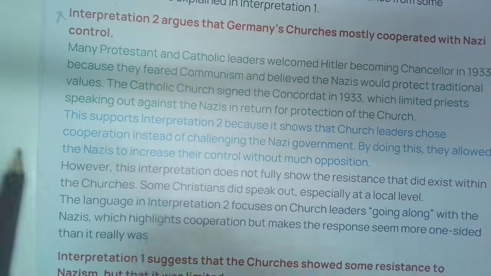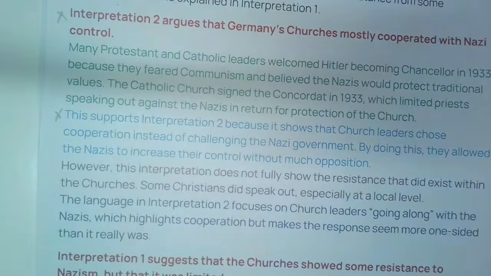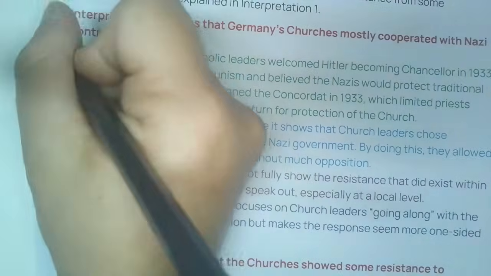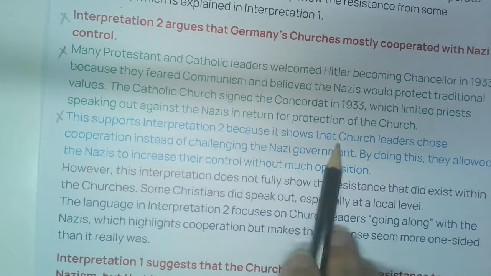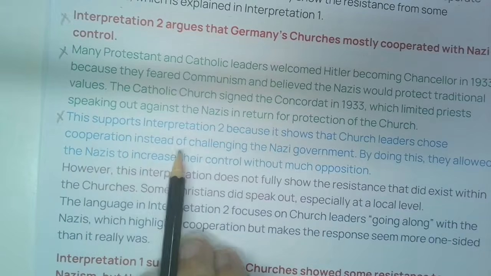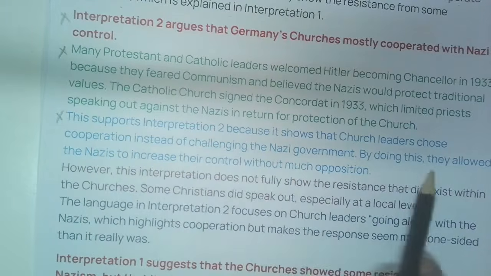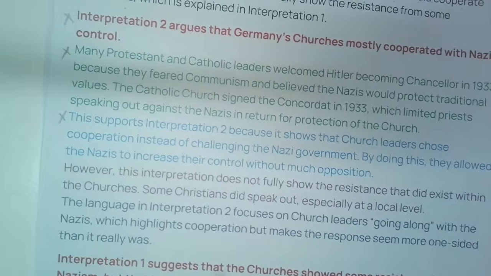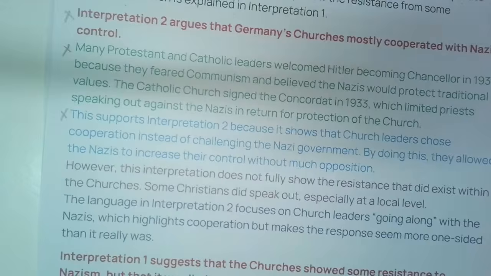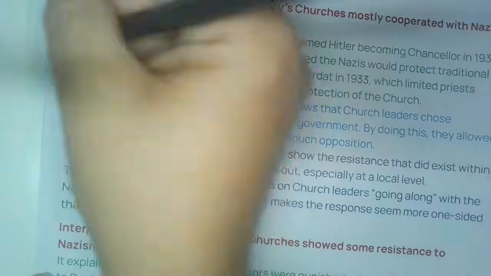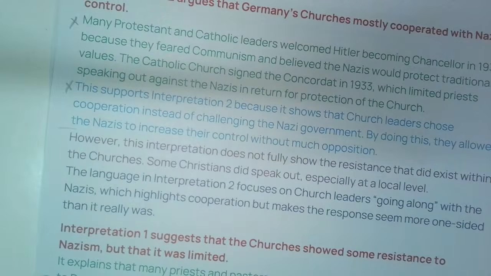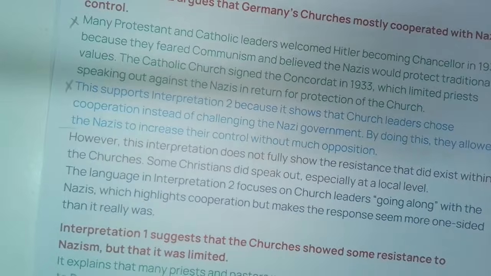So then we're going to explain how that supports interpretation 2. Well, it supports interpretation 2 because it shows that the church leaders chose cooperation instead of challenging the Nazi government. By doing this, they allowed the Nazis to increase their control without much opposition. Yeah, they didn't do anything. They just chose to cooperate. So all of that will get you a nice level 3 answer. Probably about 10 or 11 marks if you did that twice with a nice little conclusion. But to get into our big money answers.